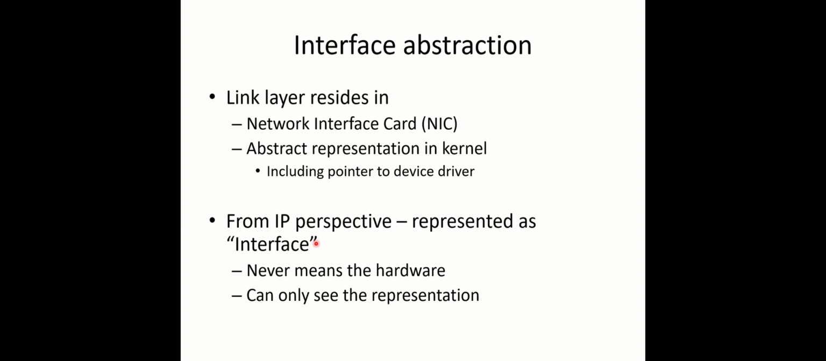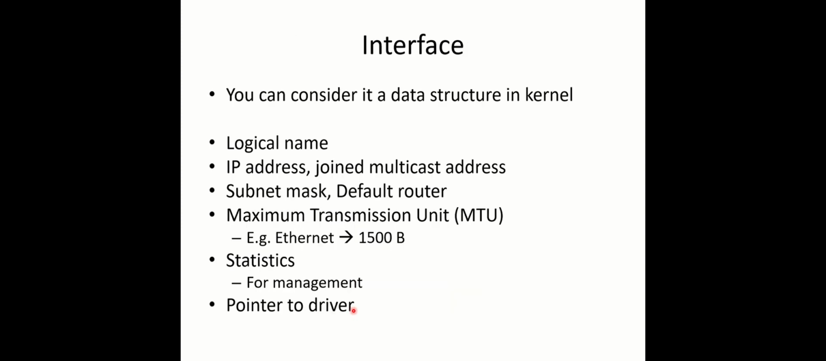And whenever we refer to quote-unquote interface in the context of the Internet protocols, it never means the hardware, but it means the abstract representation in the kernel. In fact, the ifconfig output that we saw earlier is obtained from this interface in the kernel. What is most interesting is that the interface, the representation in the kernel, has IP addresses in it. So when we give an IP address to my computer, that value actually goes into this data structure here.